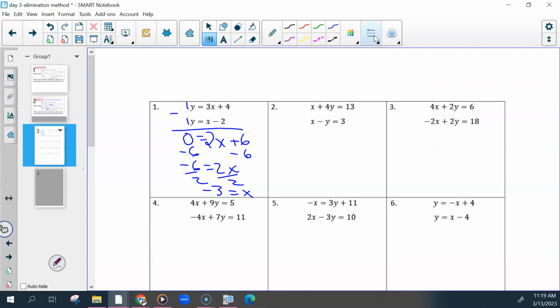So we found x. Now we have to go back and find y. So you can put this in either of these two equations. Does not matter which one. I'm going to put it in the second one. So what would your y value be? Be careful with that. Double check that. -5. So then our ordered pair would be -3, -5.